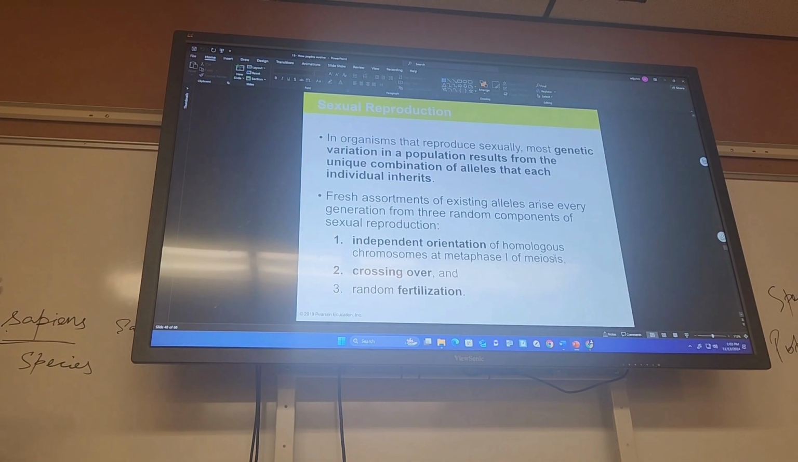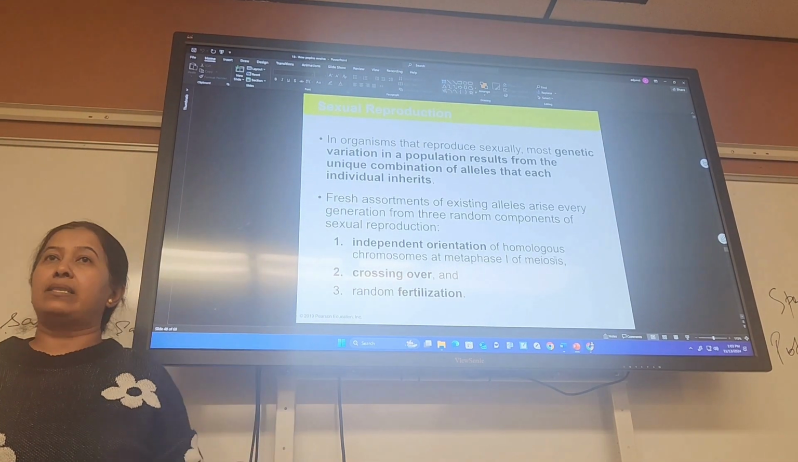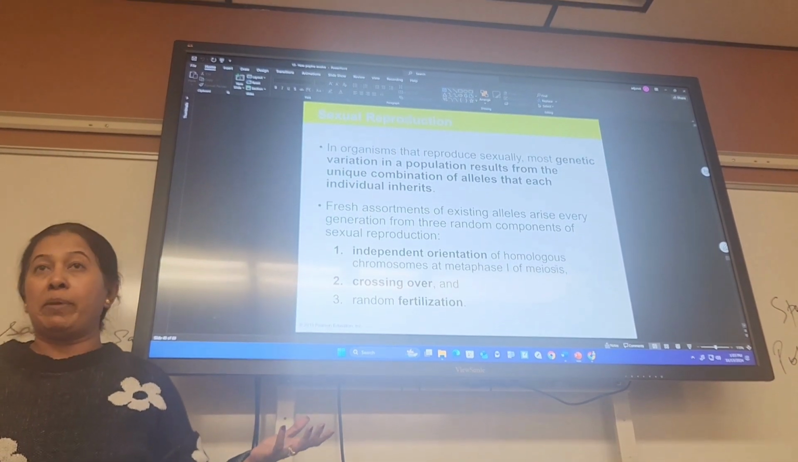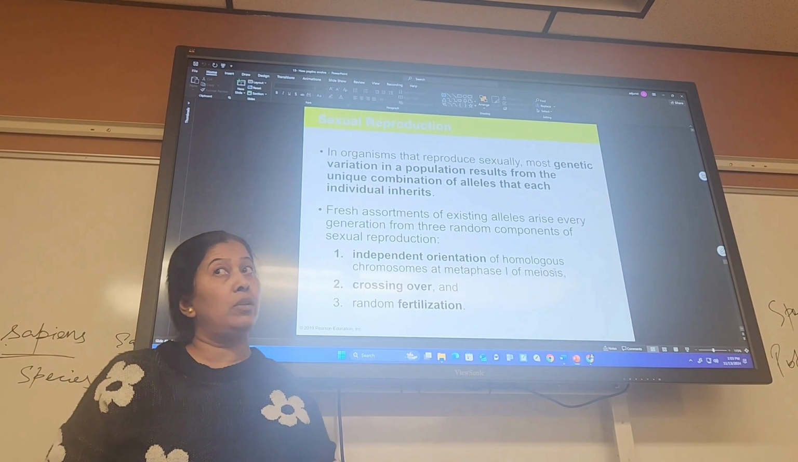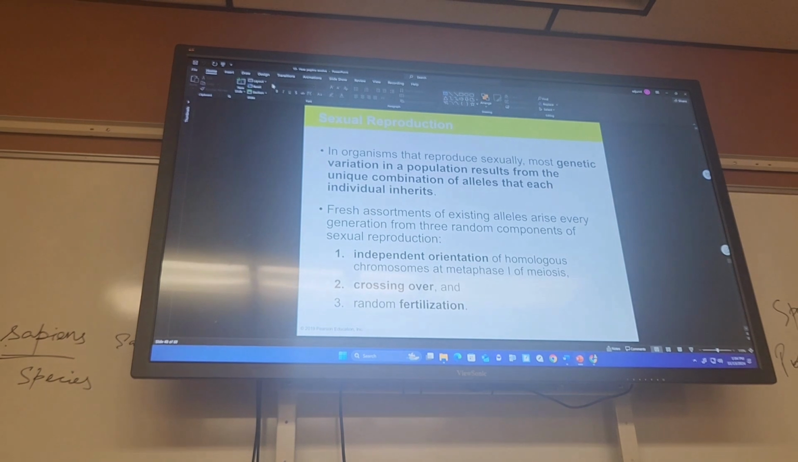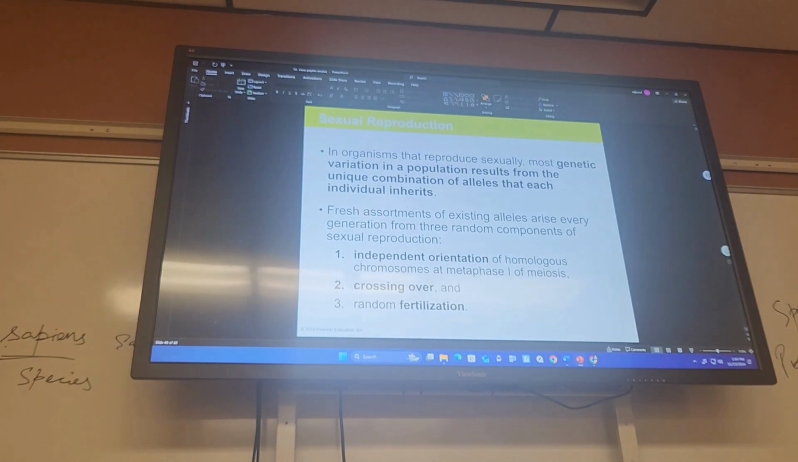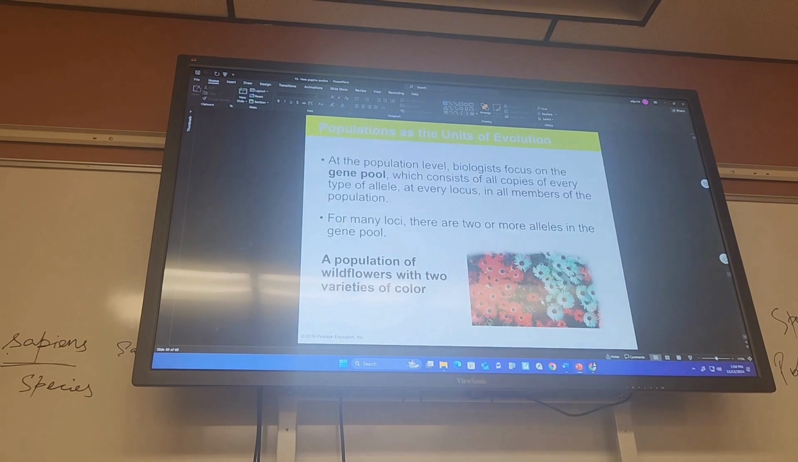And that is why sexual reproduction, which you've covered in previous topics, helps us with creating variety. How did we survive COVID? Because we are so genetically diverse, right? Some of us have stronger immunity, some of us have less strong immunity, and so on. So what creates this genetic variety? It's crossing over, random fertilization, and independent assortment of chromosomes.